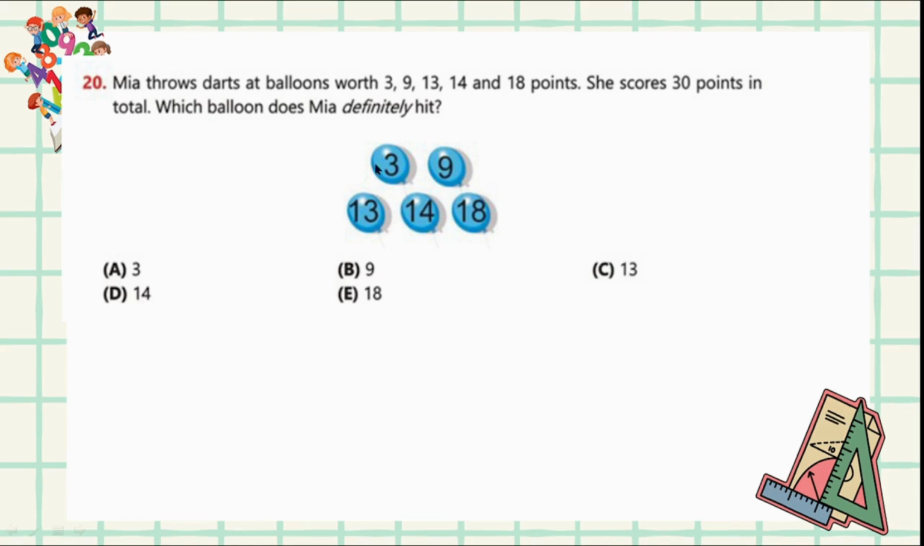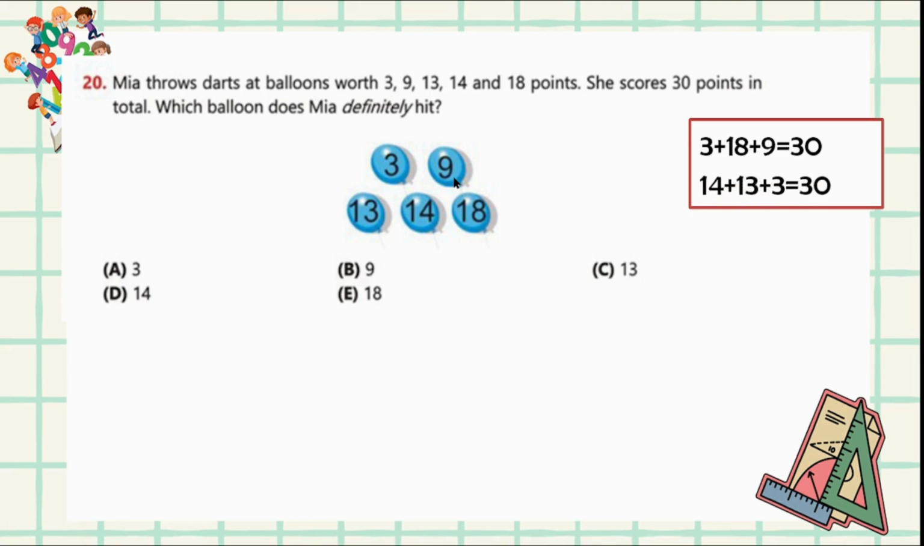So here we have to make a total of 30. So we will just make different combinations. Like 3 plus 18 plus 9 is equal to 30. And 14 plus 13 plus 3 is equal to 30. So 3 is coming in both equations. So we can say that she must hit 3 to make a total of 30.